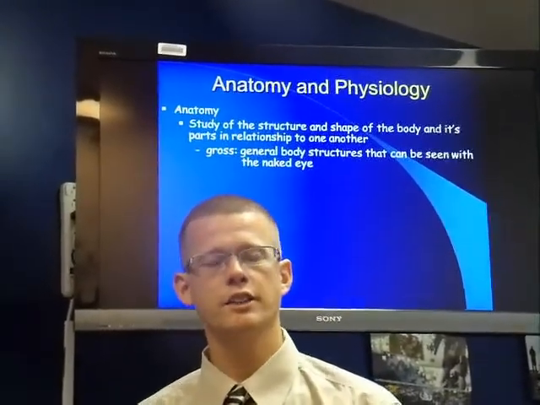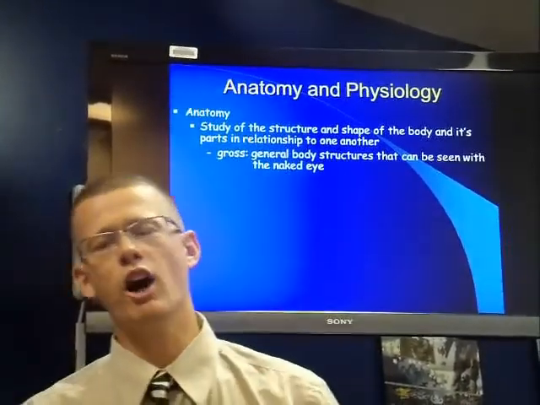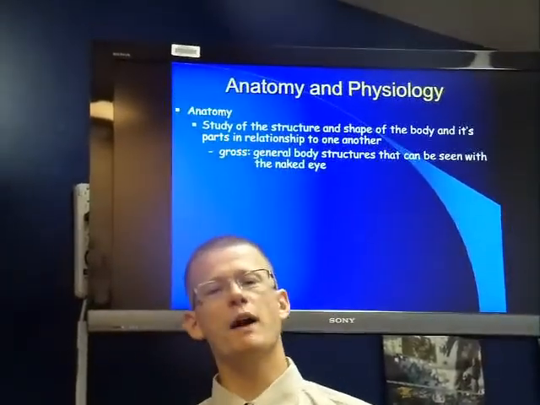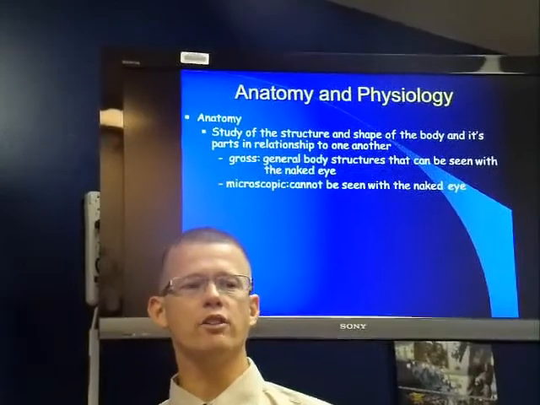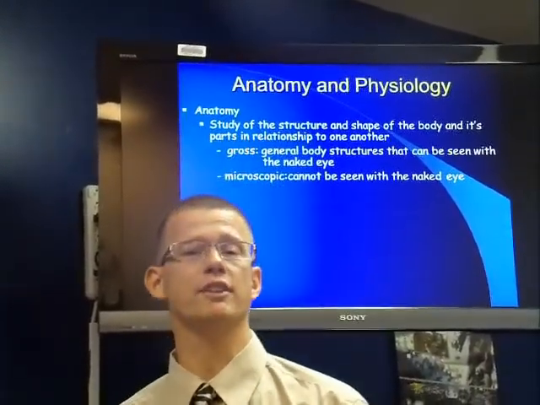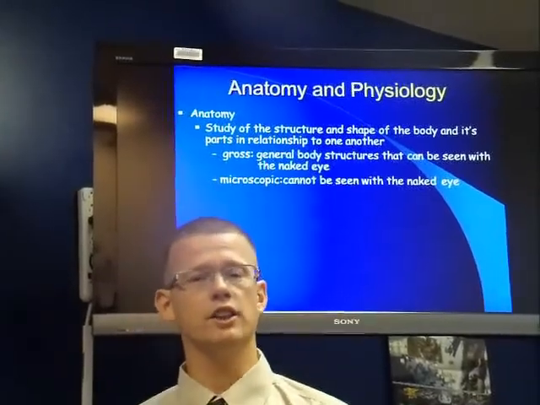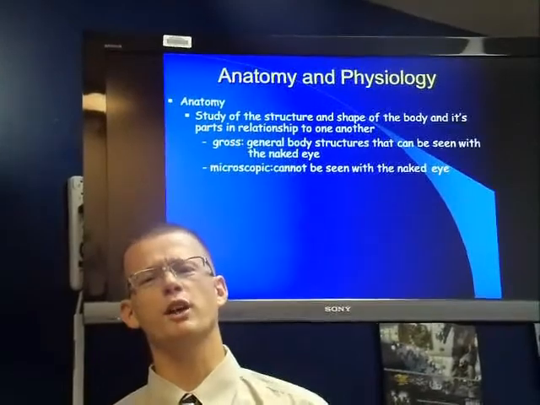Okay? There's a couple different subcategories to anatomy, and the first one is gross anatomy. Now, all gross anatomy simply is parts of the body that you can see just by looking with your naked eye. The second part of it, though, is microscopic. Microscopic parts are things that you have to have a microscope in order to be able to see. You can look all day with your eyes, and you're never going to see them. Some examples are things like parts of the cell.